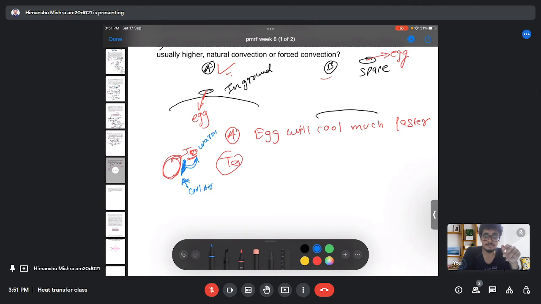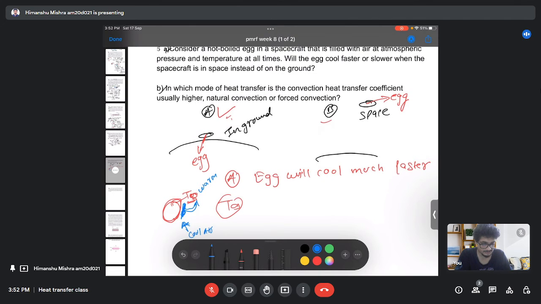And we know that in space, the effect of gravity will be much weaker. That means the heat transfer due to free convection will be much weaker than on the ground. Therefore, on the ground, the free convection heat transfer will be much more dominant due to gravity. So the correct answer for this question is that on the ground, the heat transfer will be much more efficient, and the egg will cool much earlier compared to in space.